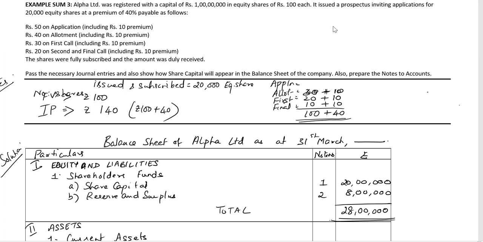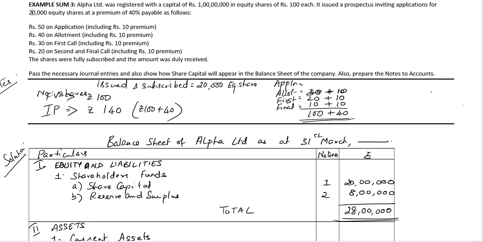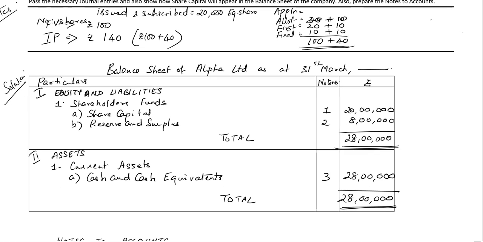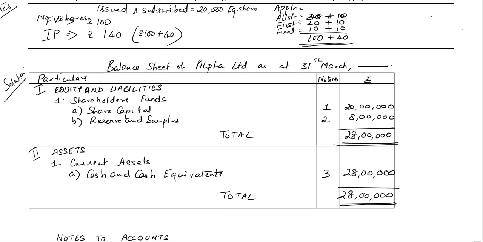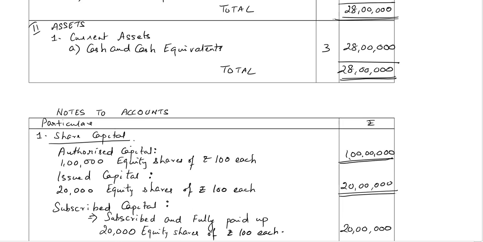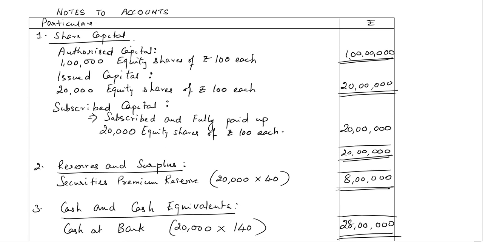So the sum on top with the notes, this is the balance sheet of Alpha Limited, followed by the notes to accounts.